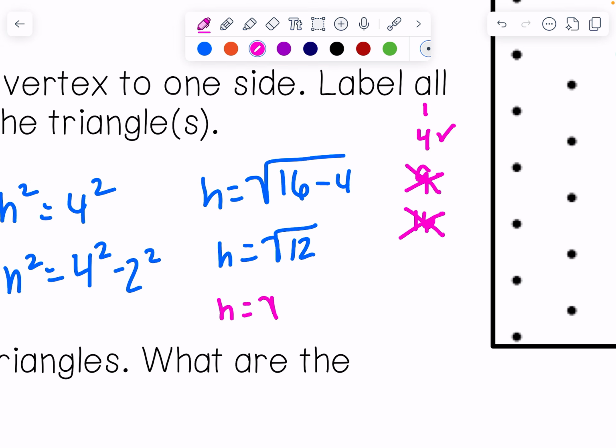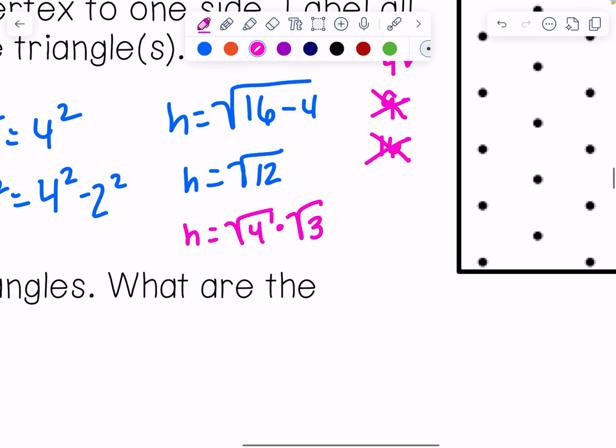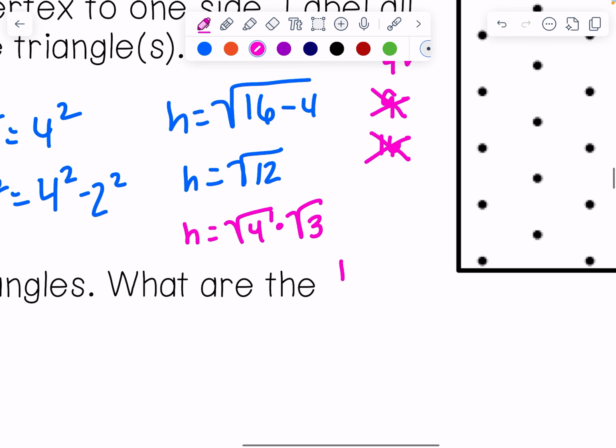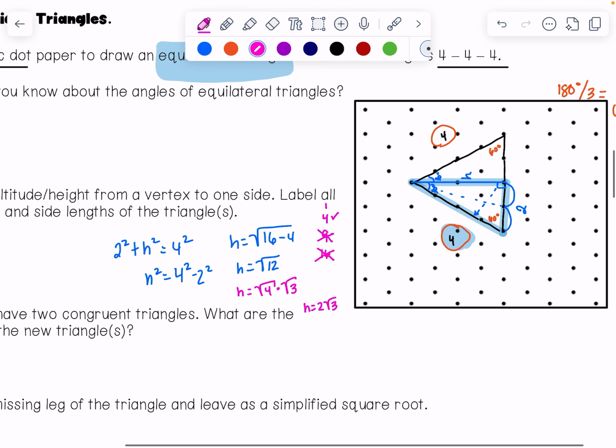So I can say this is equal to the square root of 4 times the square root of 3. This is useful because we know the square root of 4 is 2. So I get h equals 2 root 3. So this right here became 2 root 3.